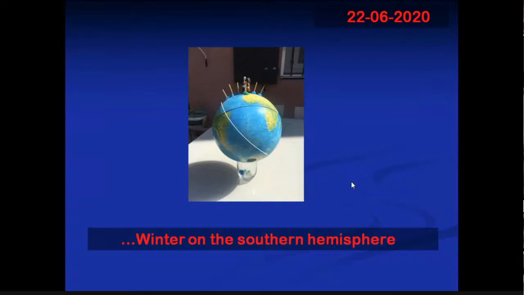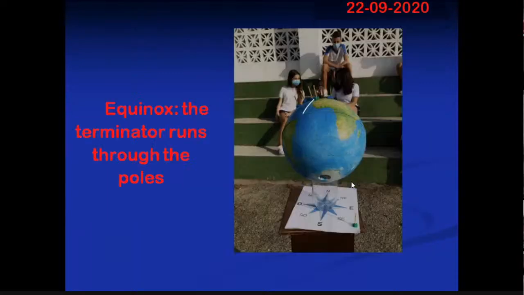Similarly, when it's winter in the southern hemisphere, you see the terminator, as we have shown in many of your pictures, and we see that the southern hemisphere is mostly dark. On the days of the equinox, both in spring and autumn, this would be the autumn equinox, the terminator runs through the poles, from the South Pole to the North Pole.